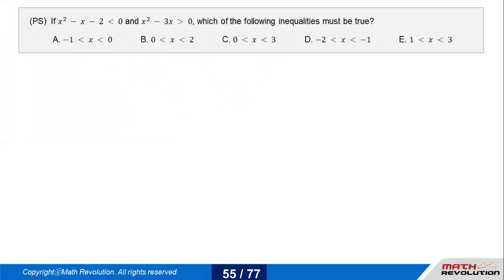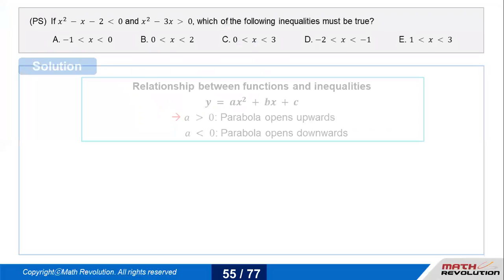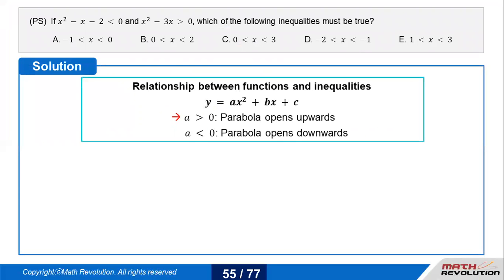Let's talk about this particular question. If x square minus x minus 2 is less than 0, and x square minus 3x is greater than 0. Now we understand this is a binomial, so we would definitely be talking in terms of quadratic equations. For the standard equation y equals ax square plus bx plus c, we know if a is greater than 0, the parabola will open upward. If a is less than 0, then the parabola will open downwards.